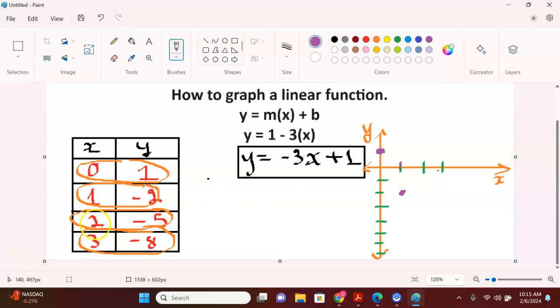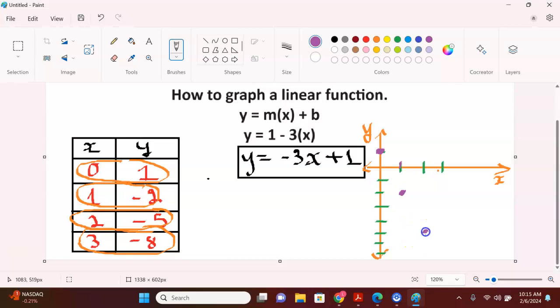My third point is 2 comma negative 5. 1, 2, go to the right 2 units. 1, 2, 3, 4, 5, down negative 5. So it's about right here.